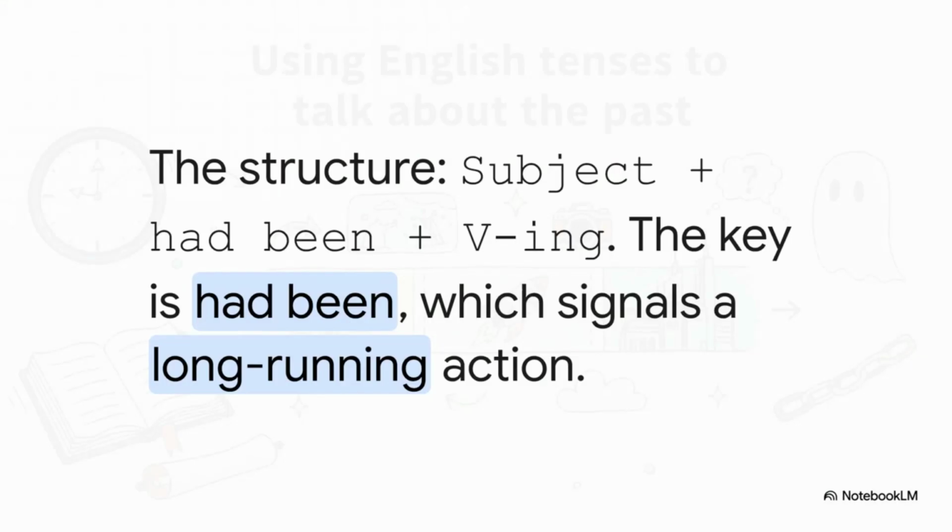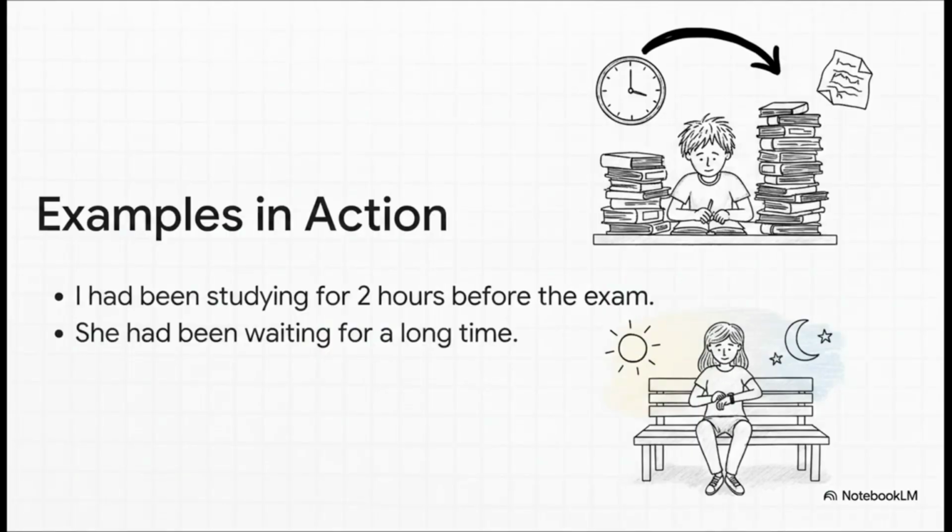And you can see that focus on duration right in the structure itself. You've got had been plus the ing form of the verb. That had been is your signal that we're talking about a long-running activity in the deeper past. These examples really show off what this tense can do. I had been studying for 2 hours doesn't just say I studied, it emphasizes the length of that cram session. She had been waiting for a long time makes you really feel the duration of her wait. The point isn't just that she waited, it's that the waiting was a continuous, ongoing thing.